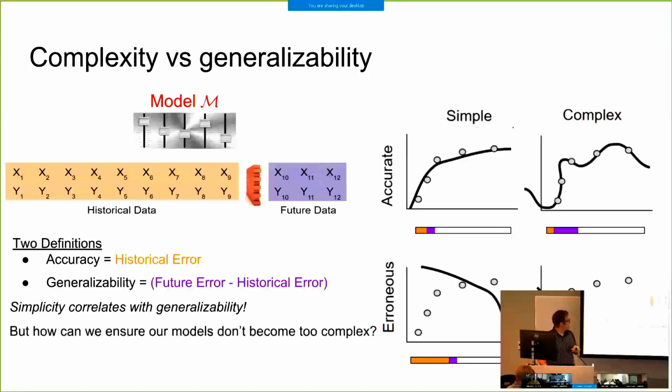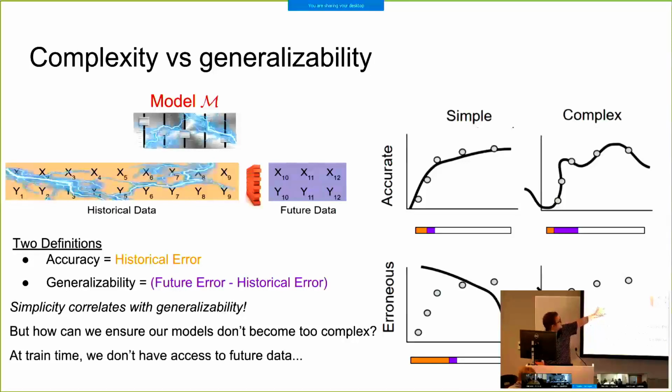Okay. But how can we ensure that our models don't become too complex? Recall that when we take this training data and we construct our model, we know absolutely nothing about our future data in purple here. So at training time, we don't have access to these generalizability measures. And the top left, simple accurate and complex accurate models look extremely similar at training time. So it should leave a bit of a mystery in your mind. How can we choose between simple accurate and complex accurate if at training time we have no access to this generalizability measure?